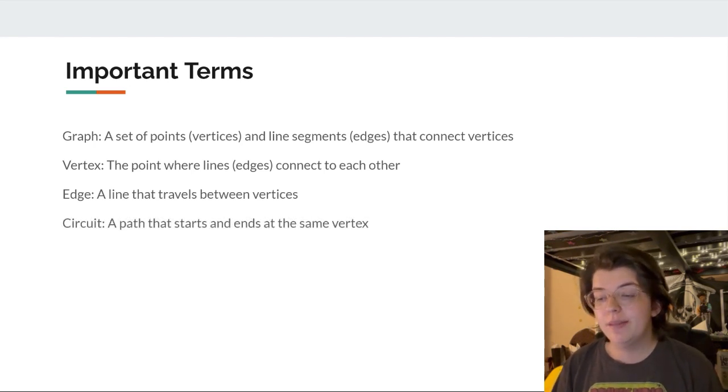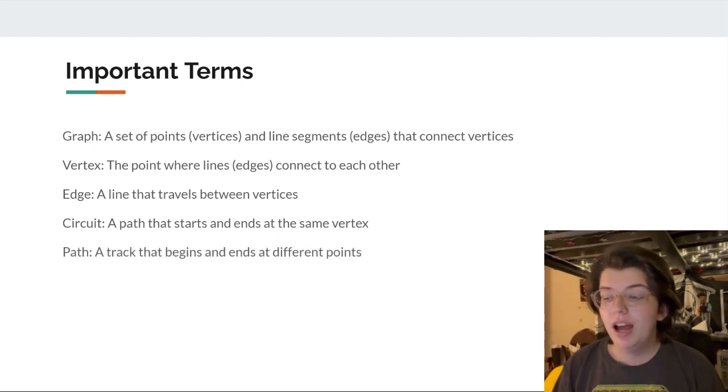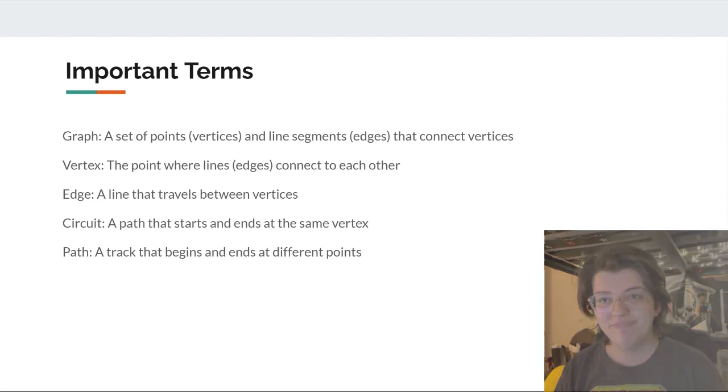A circuit is a path that starts and ends on the same vertex. A path is a track that begins and ends at different points. Now, with that in mind, we're ready to explore Euler circuits and paths.